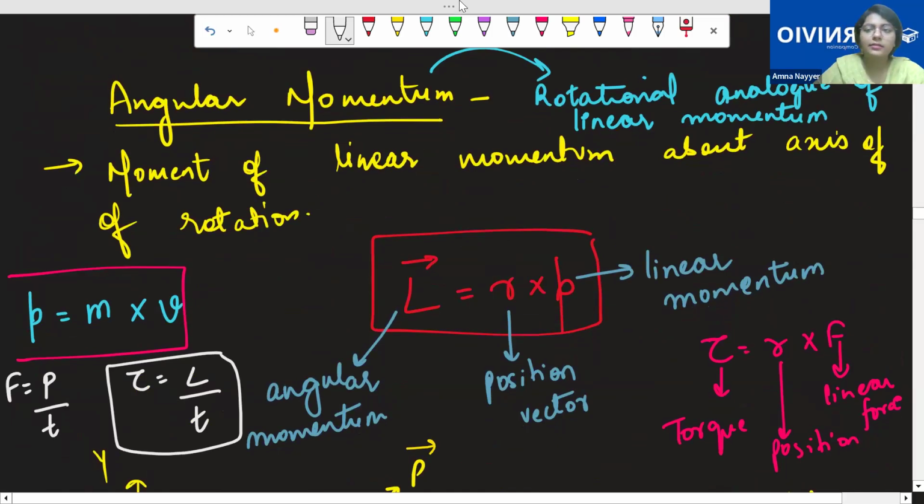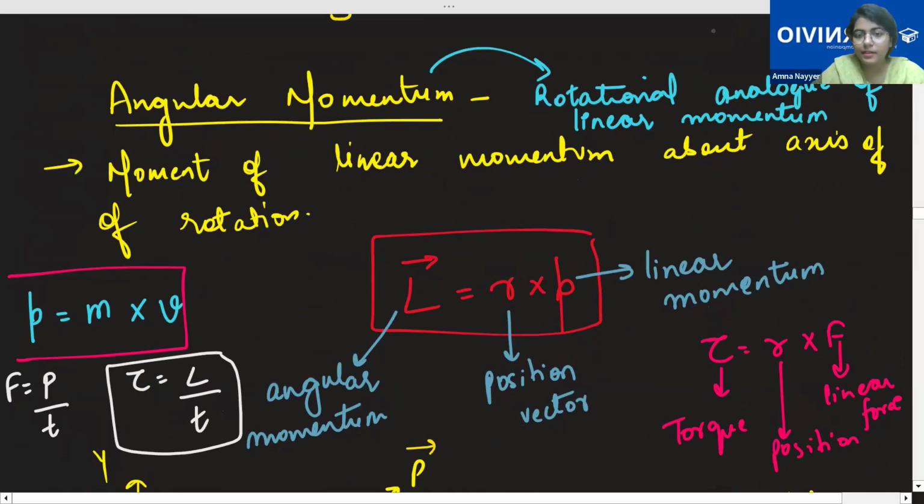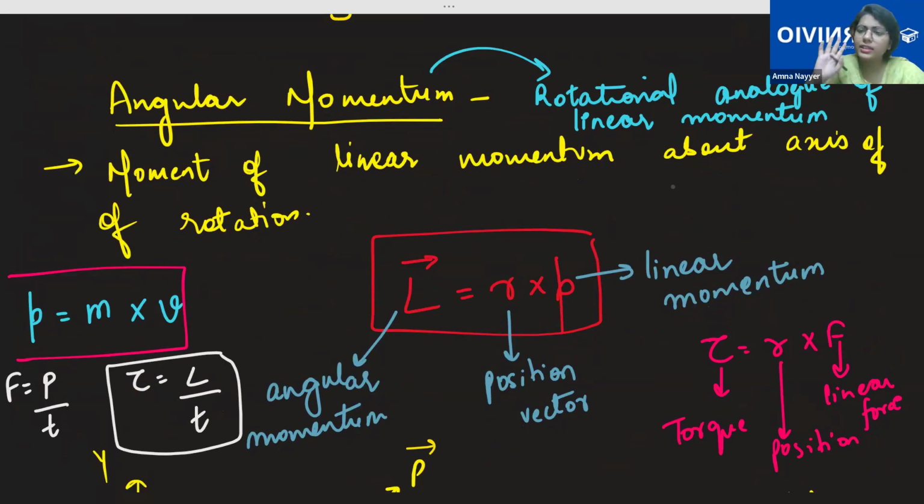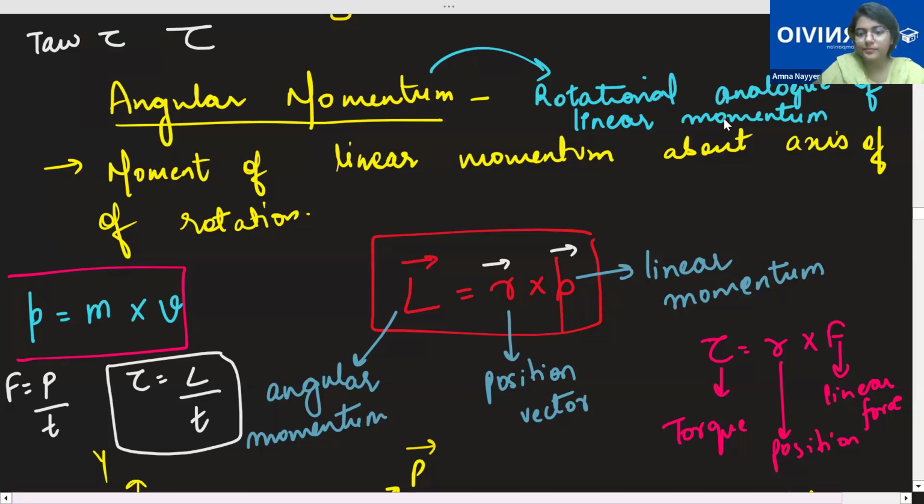Is that L a normal L or is it a symbol? No, this is a normal L to represent it. But all of these are vectors. What is the name of this, the torque symbol? Torque, tau. This symbol is tau, which is written like this, which stands for torque.